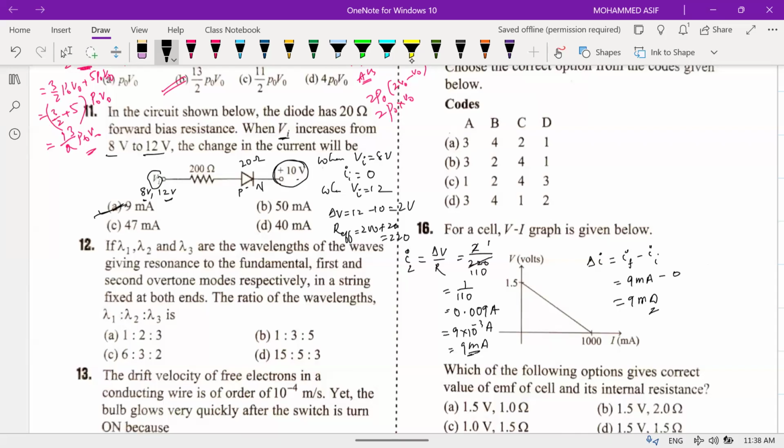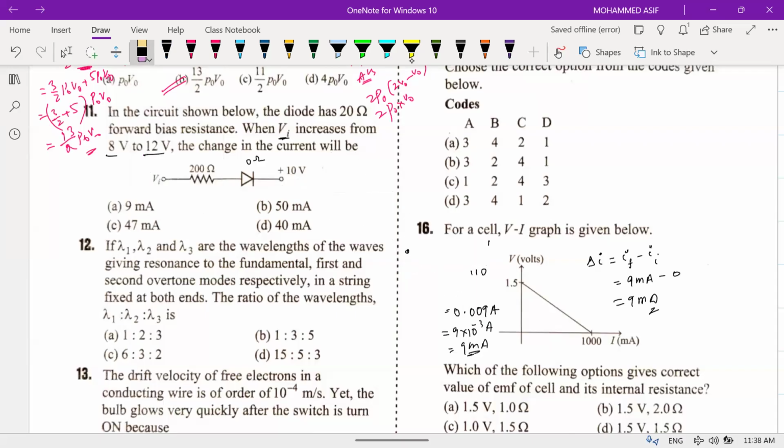Got it? Yes, sir. You need to see the diagram very carefully when two voltages are being given. Otherwise, there is a high chance that you can make a mistake in such questions. Sure. Question number 12.